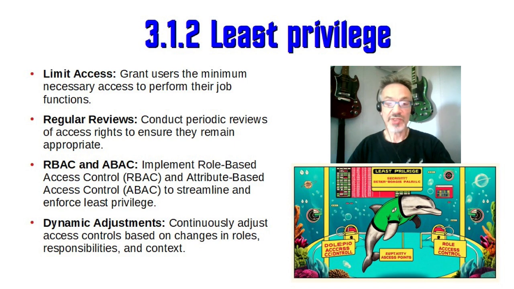3. Implementation strategies. Role-based access control, RBAC. Assign access rights based on predefined roles within an organization. Attribute-based access control, ABAC. Grant access based on other user attributes such as time and location. 4. Dynamic adjustments. In modern environments, least privilege often involves continuous context-aware adjustments to access rights based on changing roles, responsibilities, and risk factors. 5. The benefits. Reduced attack surface, minimized impact of breaches, improved system stability, and enhanced regulatory compliance.